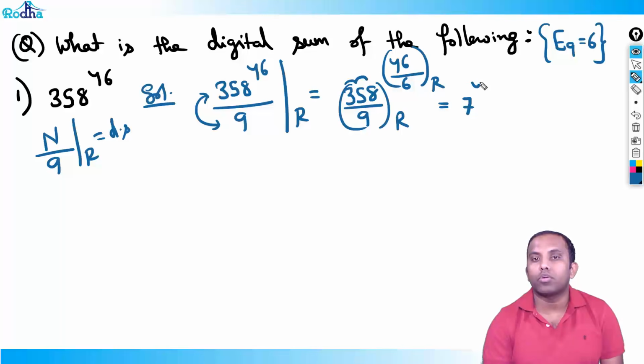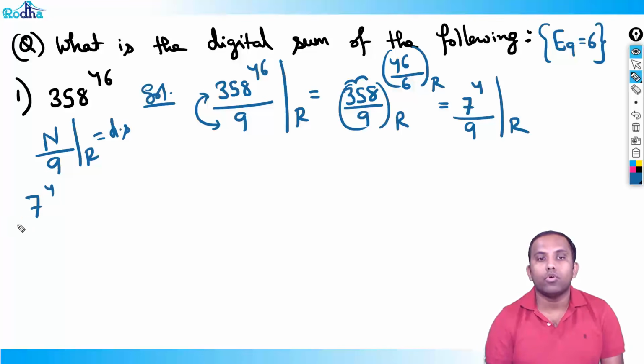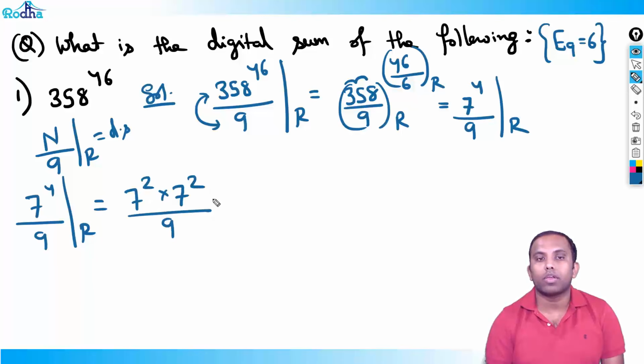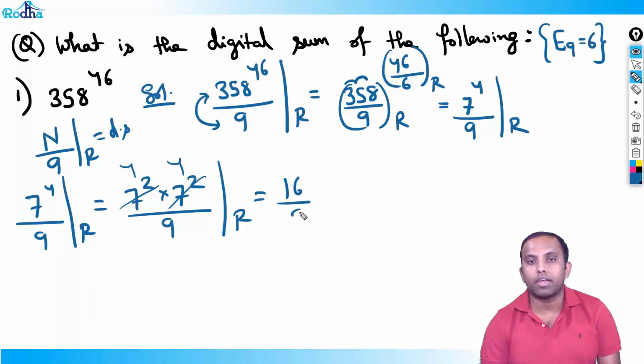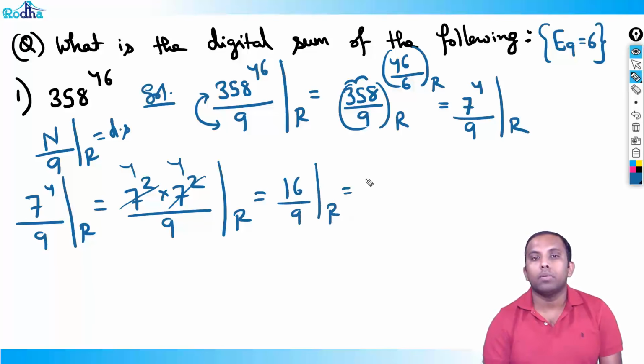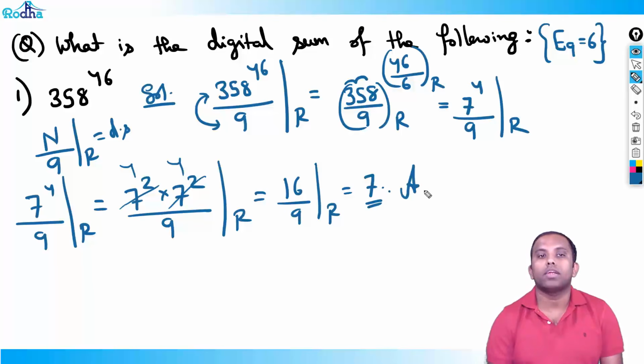What is the remainder here? 4. 7 raised to 4 divided by 9, the remainder. Now we can solve it separately. 7 raised to 4 divided by 9 can be split as 7 squared into 7 squared by 9. So 49 by 9, what is the remainder? 9 5s are 45. The remainder is 4. So 4 4s are 16, right? So 16 by 9, what is the remainder? The remainder is 7 only. So 7 is the answer, right?